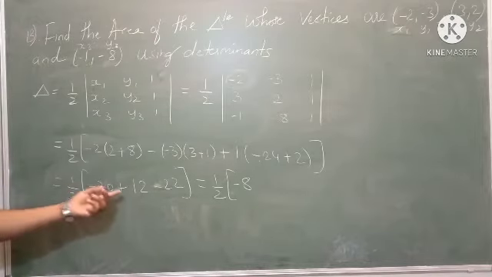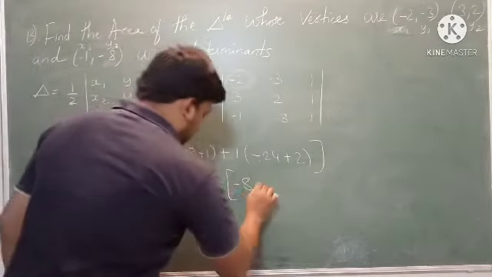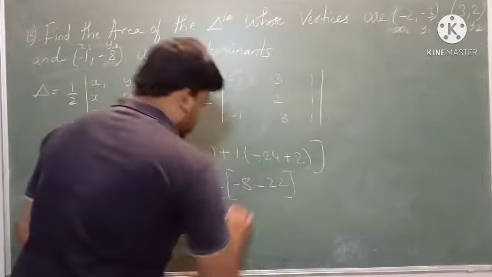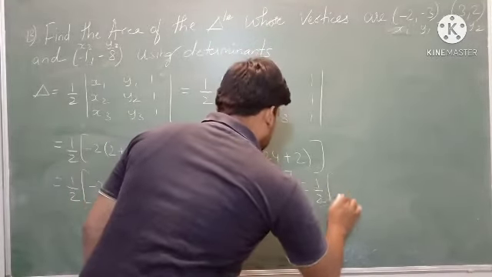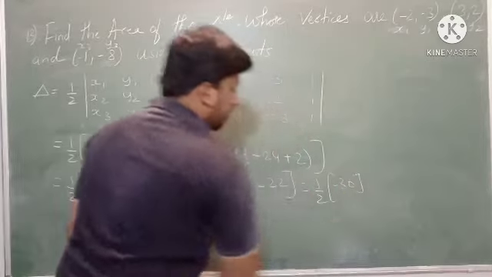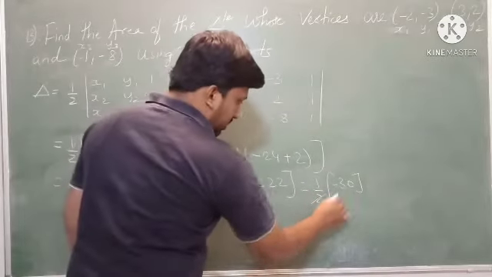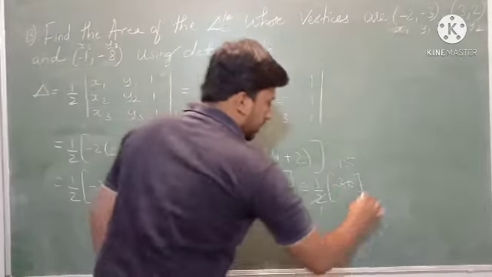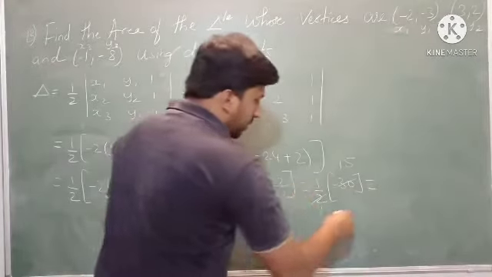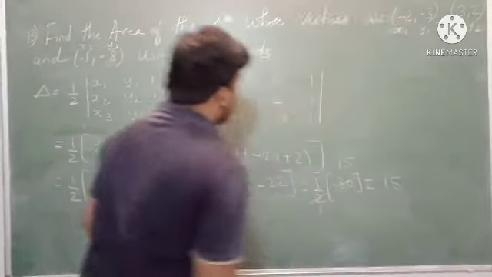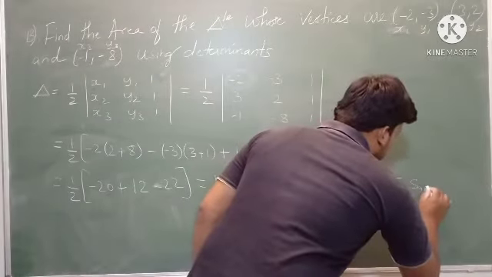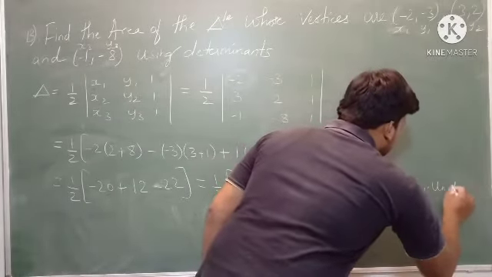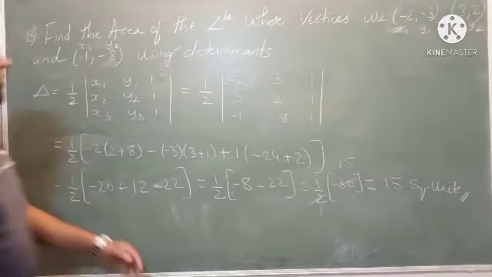Minus 20 plus 12 is minus 8 and minus 22. So that is nothing but 1 by 2 into minus 30. So 2 1s are 2, 15s are 30. We will be getting minus 15, but we will be writing 15 because area cannot be negative, right? So 15 square units is the area of this triangle.